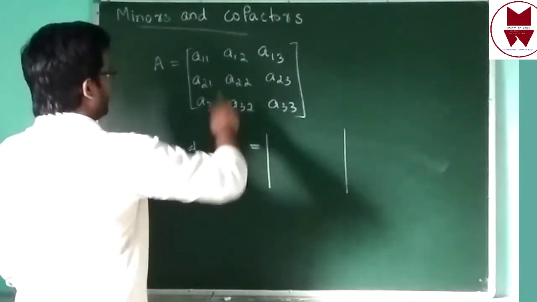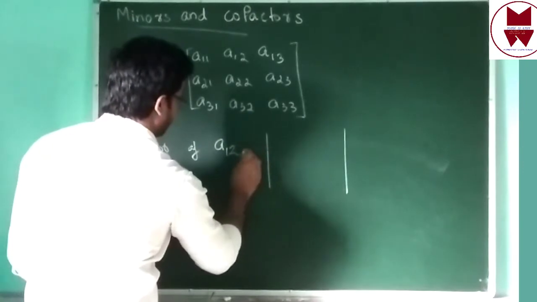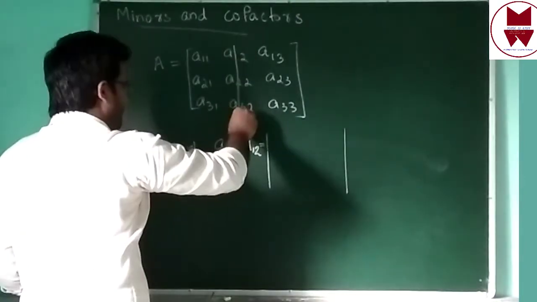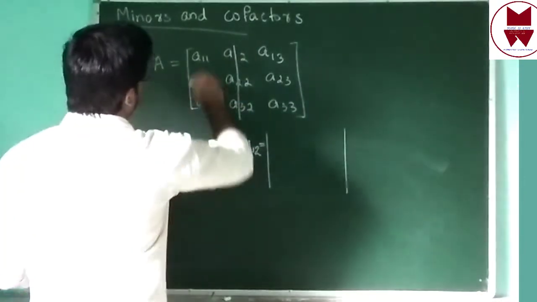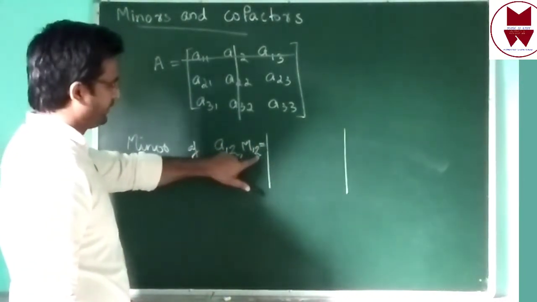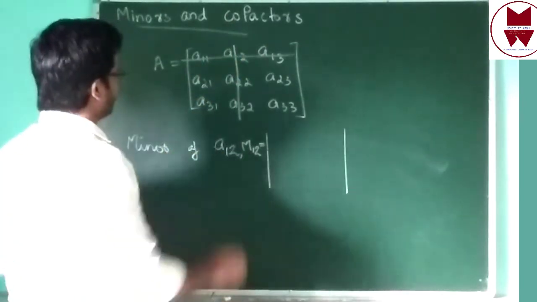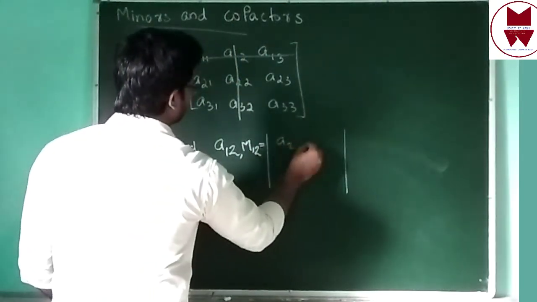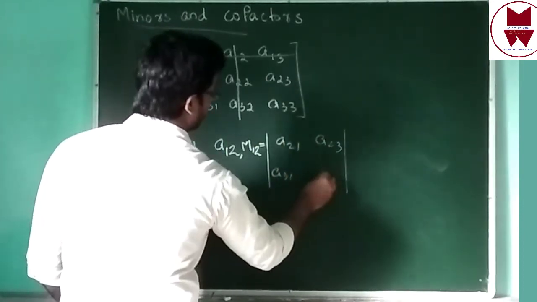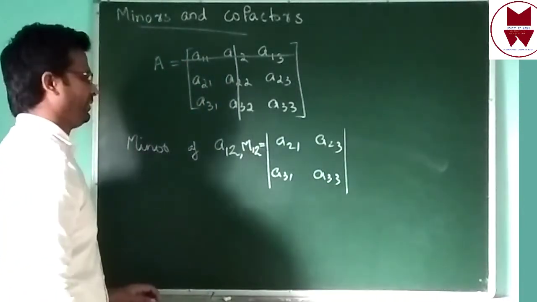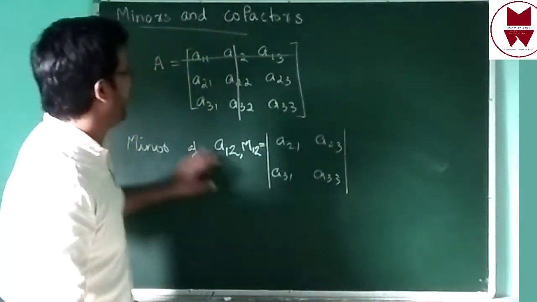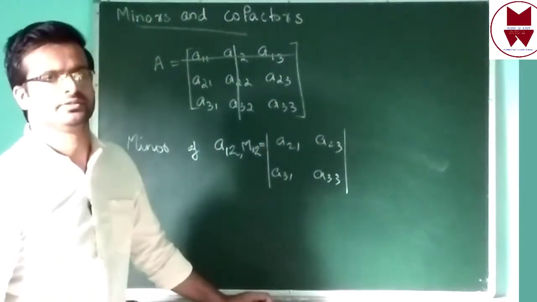Take the determinant for a12. We write M12 equal to, leave out the first row and second column. Look, 1 means first row, 2 means second column. Just delete that, then the remaining are a21, a23, a31, a33. Then you can expand directly and you will get one answer. That is the minor of a12.